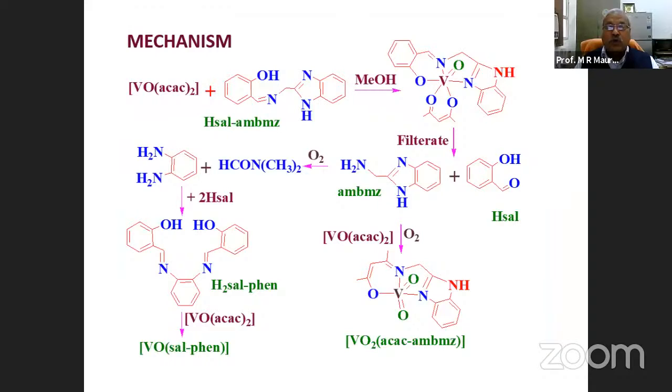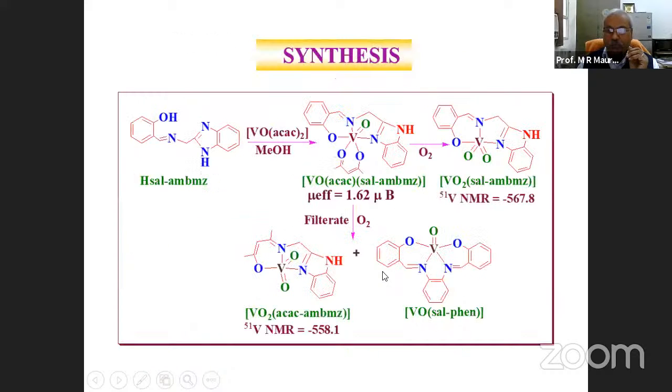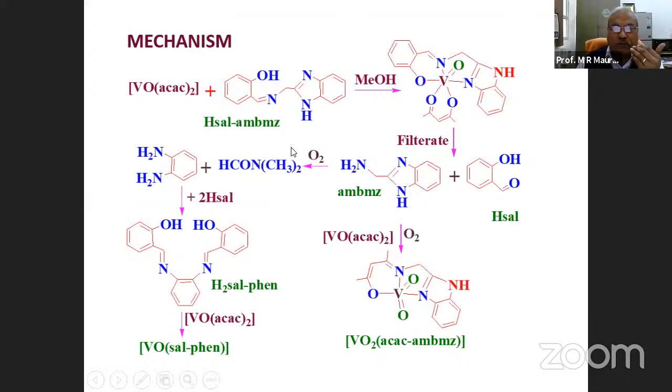Okay, so what happens? Why are we getting this dioxo compound, where there is one of the acetylacetonate units? If I go back and show you one of the acetylacetonate units, and here you have basically the ligand derived from salicylaldehyde and ortho-phenylenediamine, where this is coming from. So basically, this is coming from the decomposition of this compound.